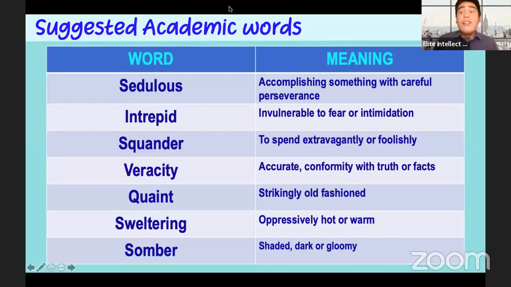Okay. What else? Squander. Squander is to spend extravagantly or foolishly. You love squandering on things. Like, let's say I squandered yesterday because I bought the new iPhone. There you go. So squander.